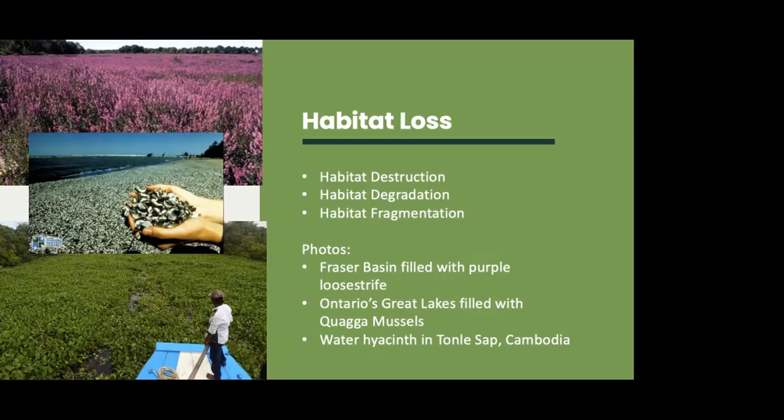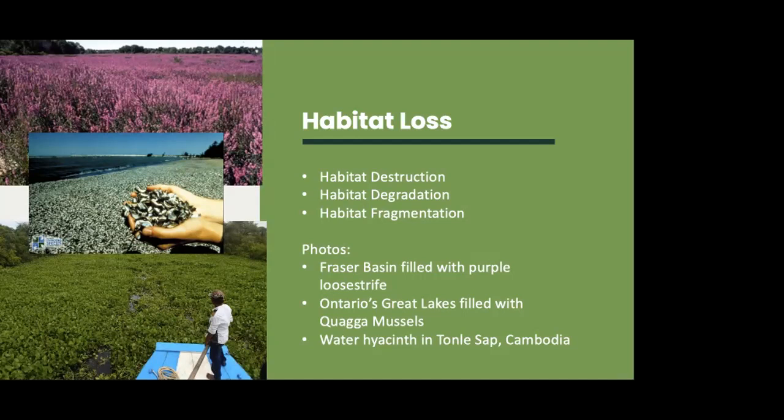The next type of habitat loss is habitat degradation. So pollution, invasive species, and disruption of ecosystem processes are some of the ways that habitats can be so degraded that they no longer support native wildlife. So this is basically making the habitat less livable for our native species. It's not completely destroying it, but it is significantly altering the quality.